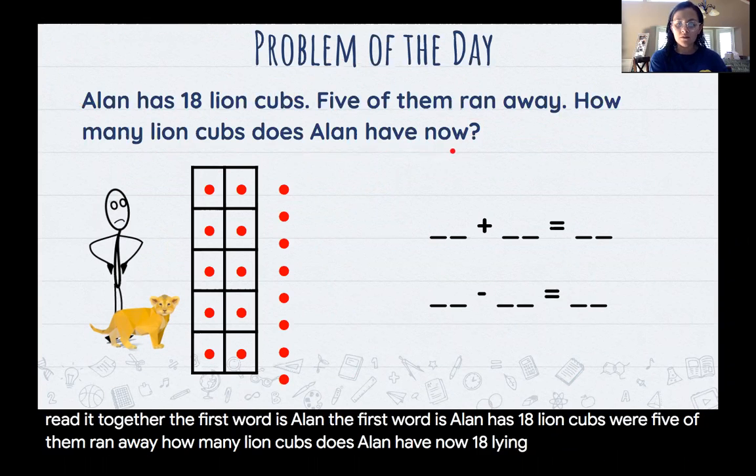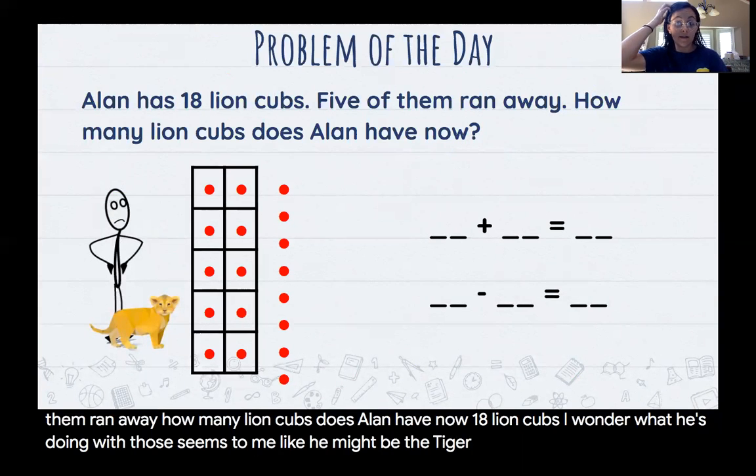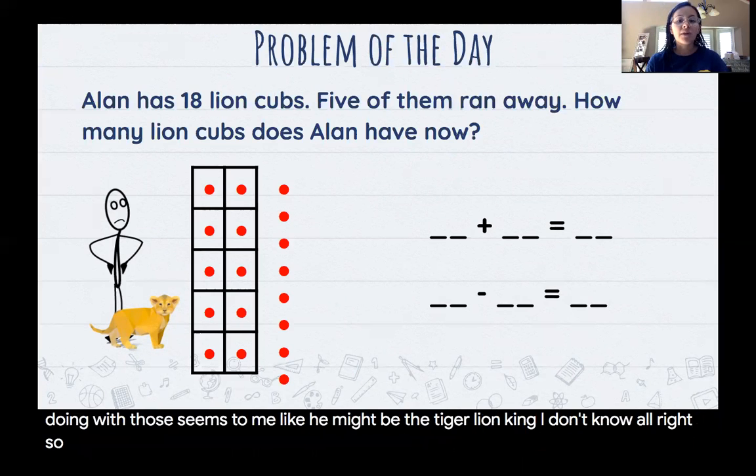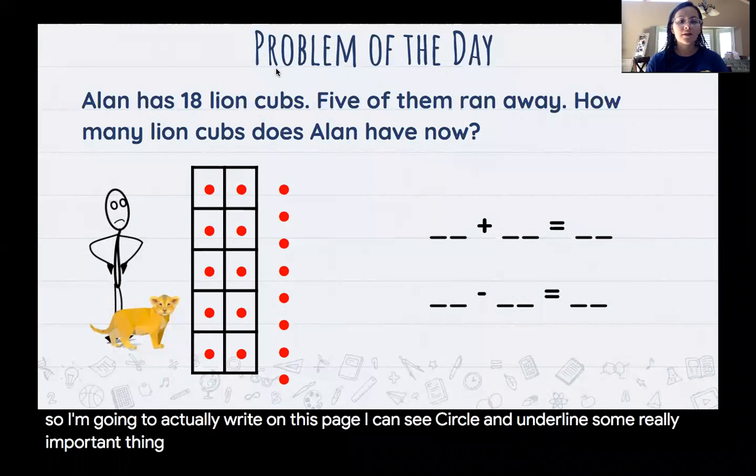18 lion cubs. I wonder what he's doing with those. Seems to me like he might be the tiger, lion, king. I don't know.